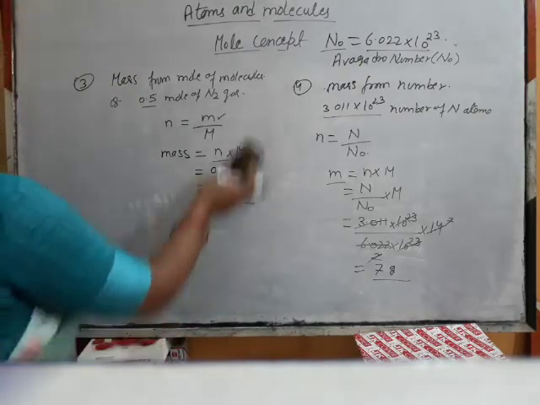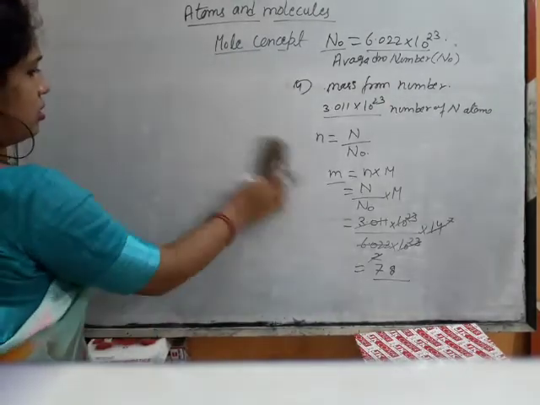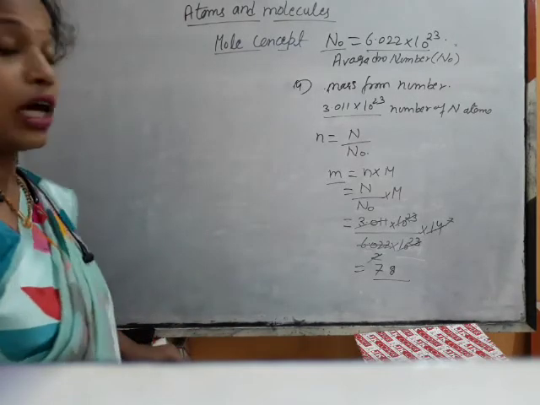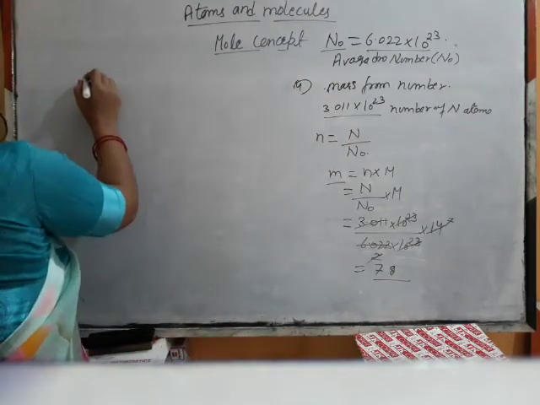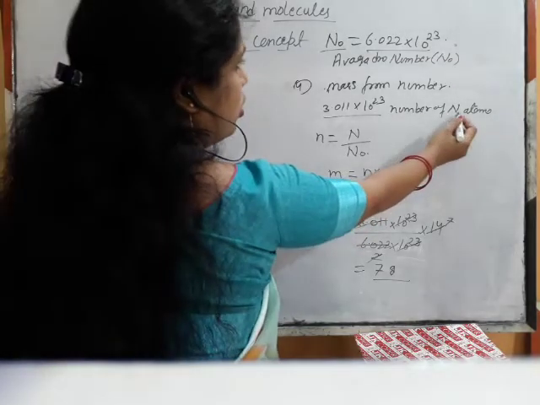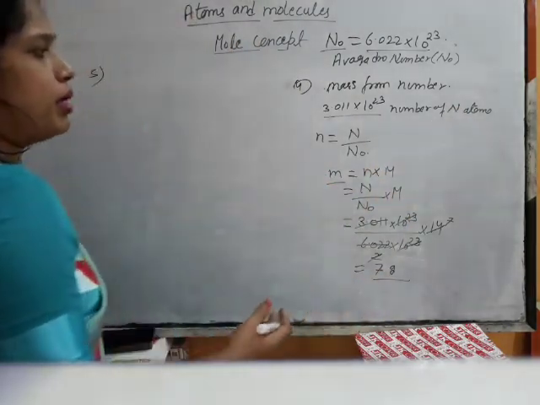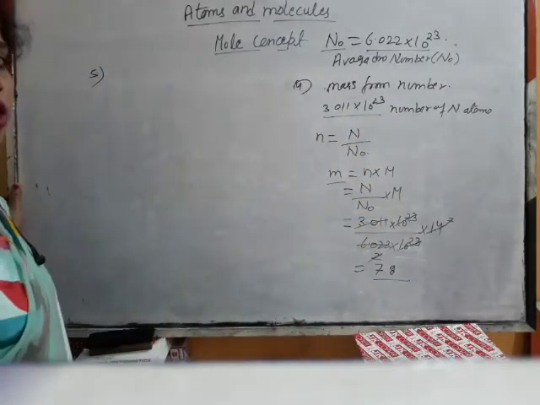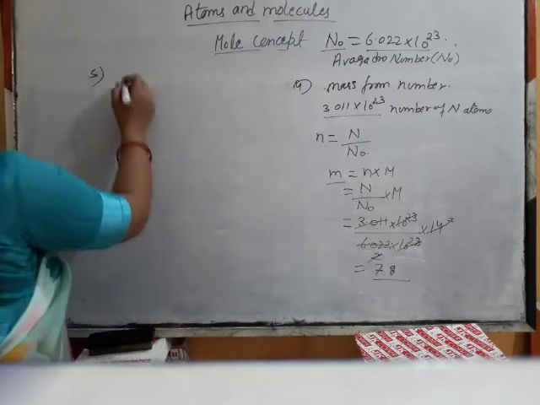Now the next is: calculate the number of particles in each of the following. Means now we have to find N. This is type 5. Similarly, type 5 can be here also if N2 or any molecule is given. In the same way, we can find the mass of the given molecule if the number of particles of that molecule is given. Now here, find the number of particles from the mass.